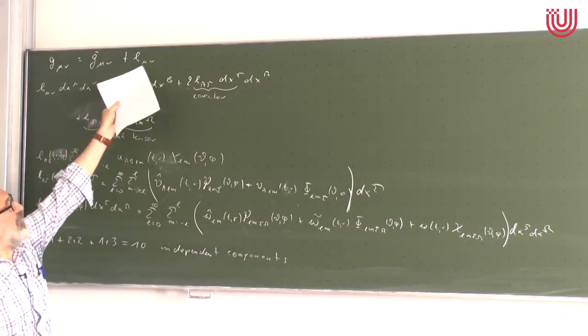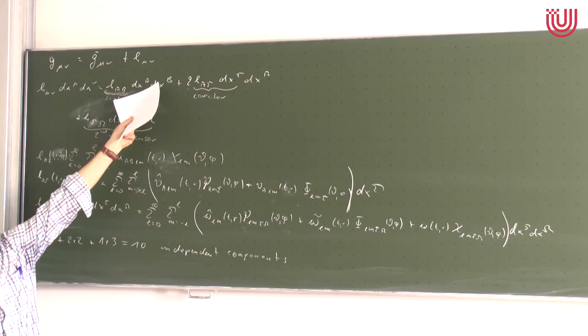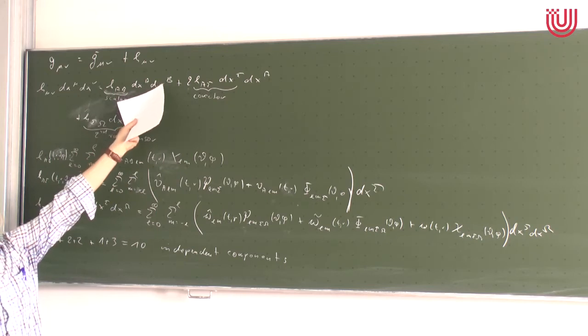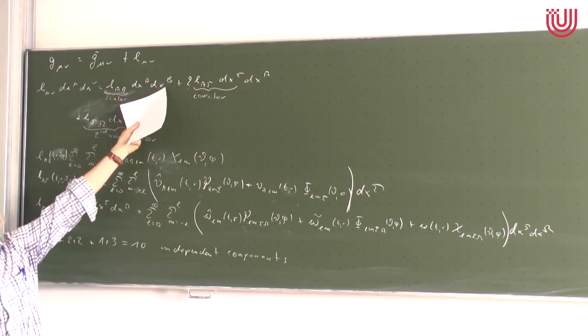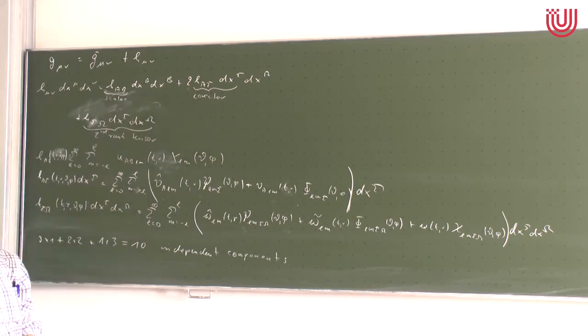This is a symmetric second-rank tensor field on a 4-dimensional manifold. How many independent components does it have? 10. Yeah? So we have really done a good job. We have introduced just the right number of functions to express these vector fields.